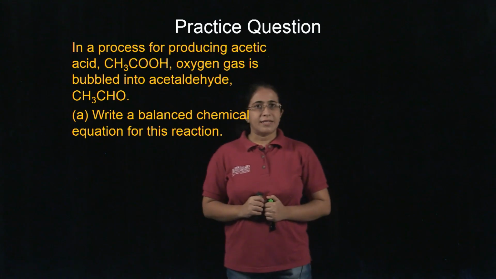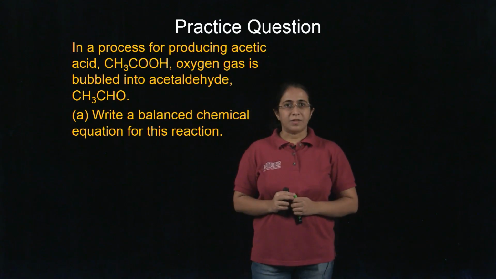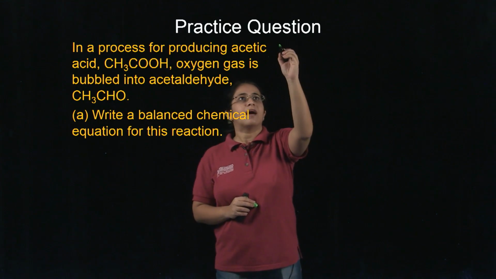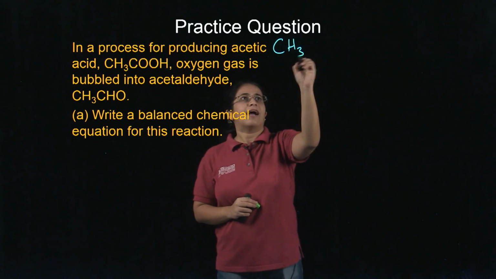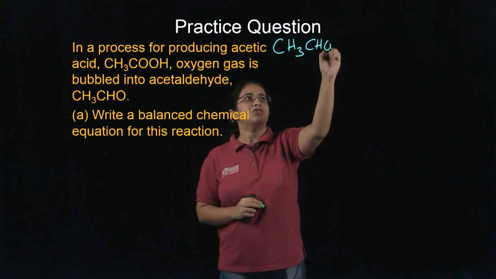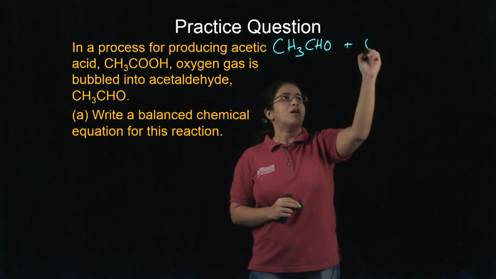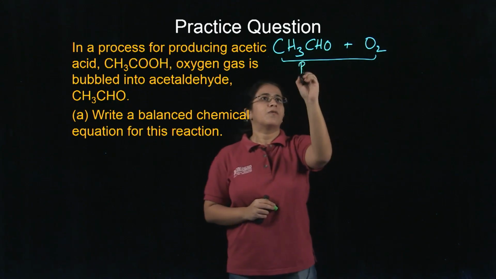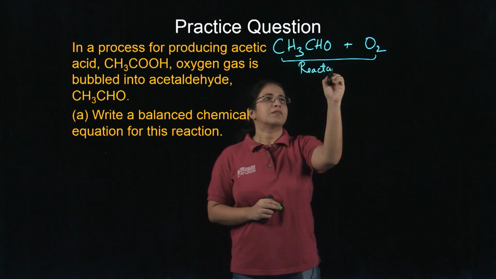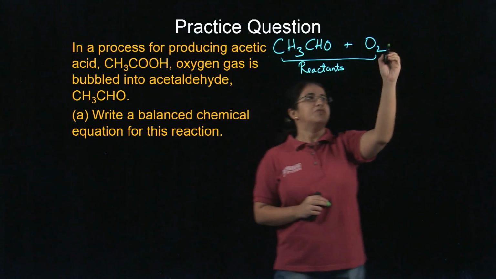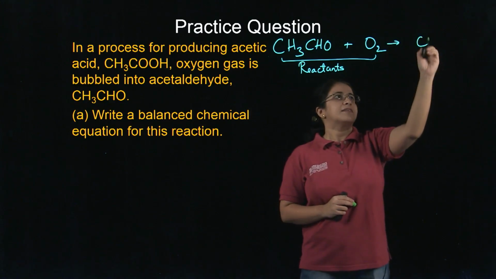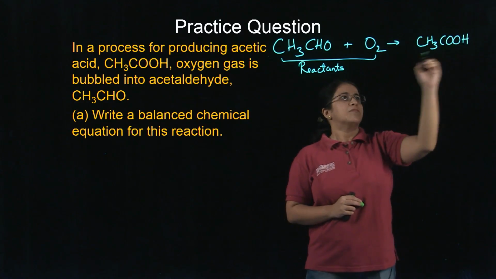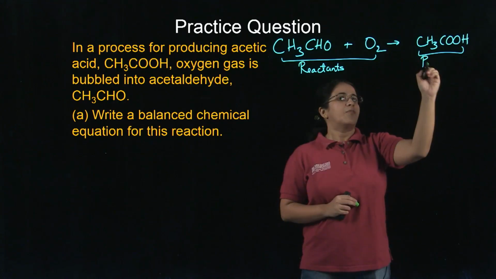So we start by identifying our reactants and the products. In this chemical reaction, the reactants are acetaldehyde, which is CH3CHO, and oxygen. Okay, so these are going to be our reactants. And together they are producing acetic acid, which is CH3COOH. So this is our product.